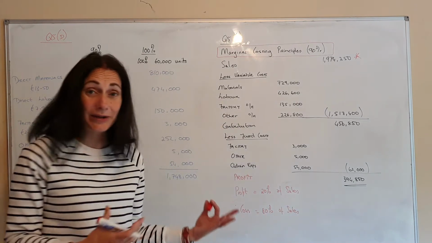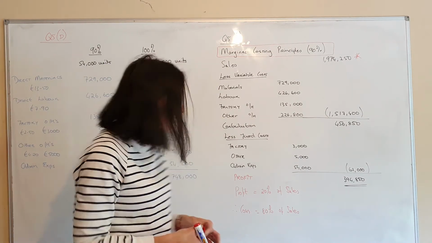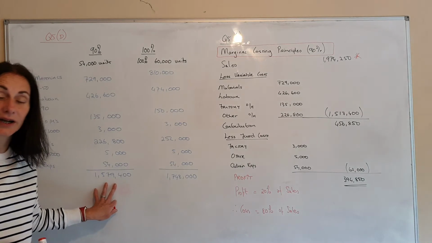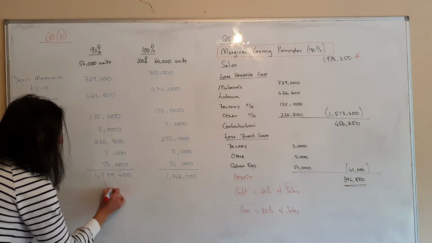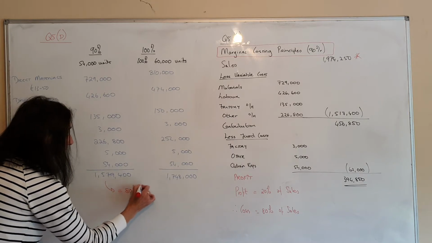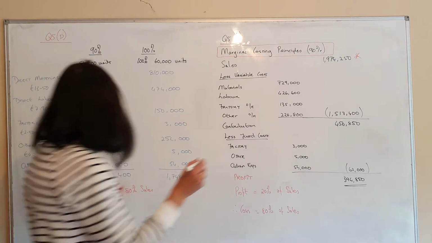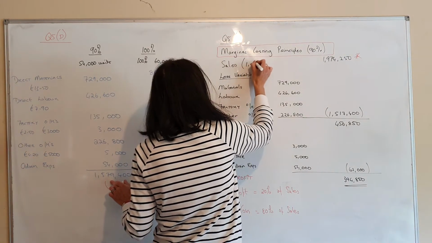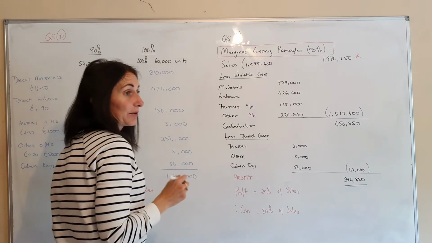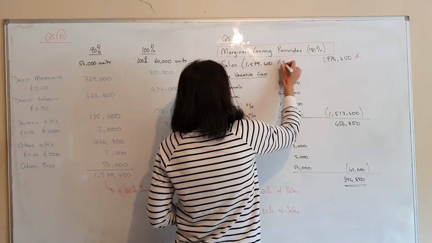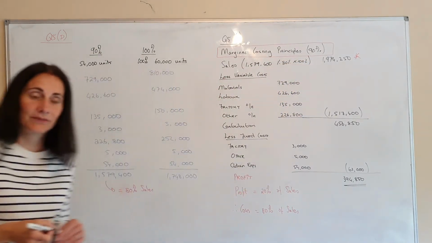Okay, so if profit is 20, that means that the other part of sales, which is the other 80%, was your costs. Now I know this is the figure for my costs. So this figure here is equal to 80% of sales. So if I want to get my sales figure up here, it's 1,579,400. That's 80%, and you want 100%. So you're dividing by 80 and multiplying by 100 to get your sales. Just watch that.